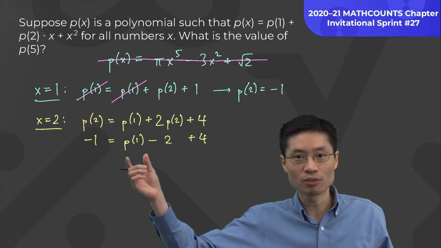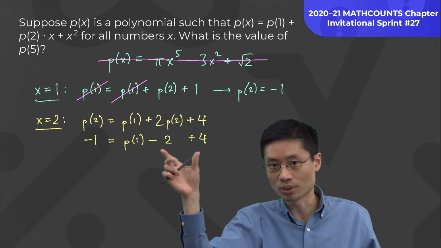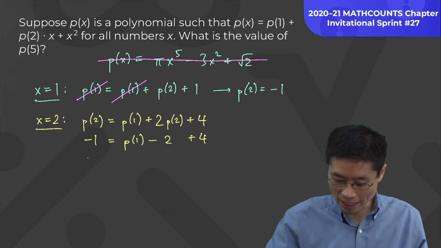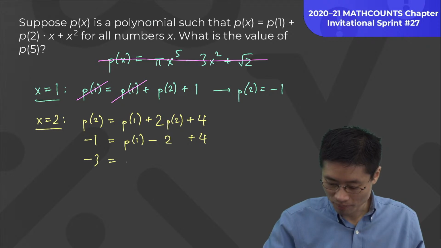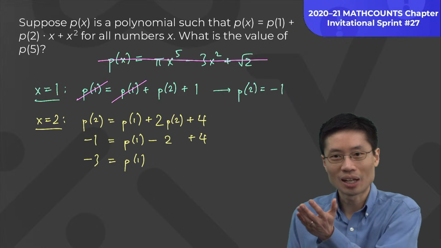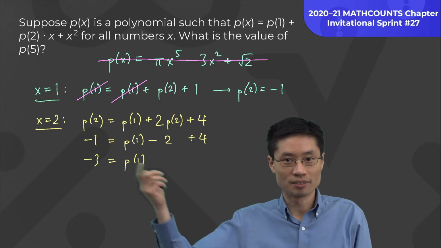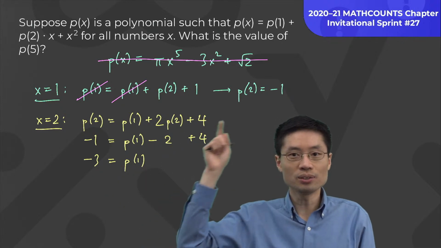So then I know p of 1 is, let's move everything over there. On the right side, I would get a normal 2. Subtracting 2 from both sides, I get minus 3 is p of 1. Okay, so now I have some interesting facts. I now know that p of 1 is negative 3, and p of 2 is negative 1.